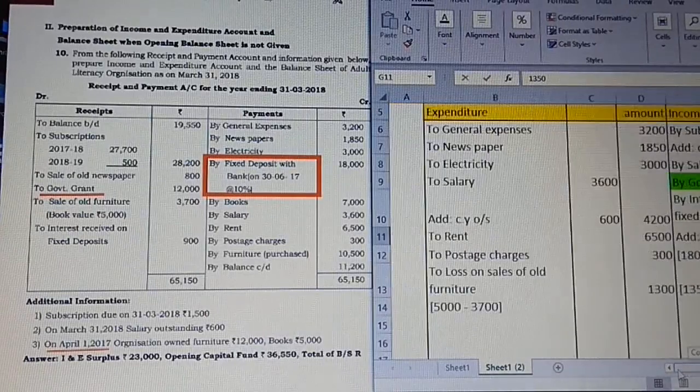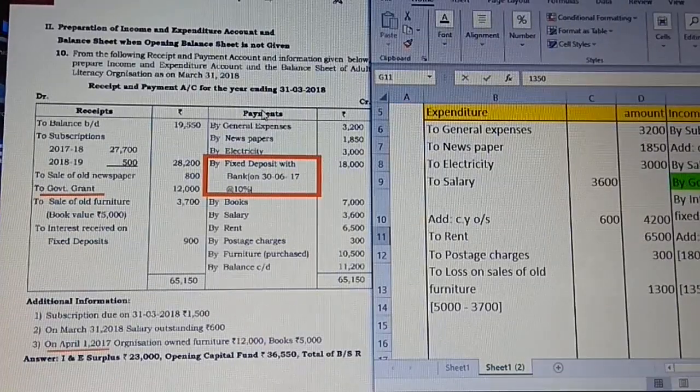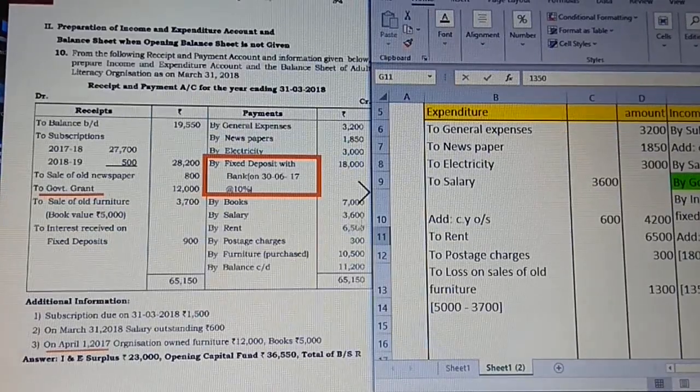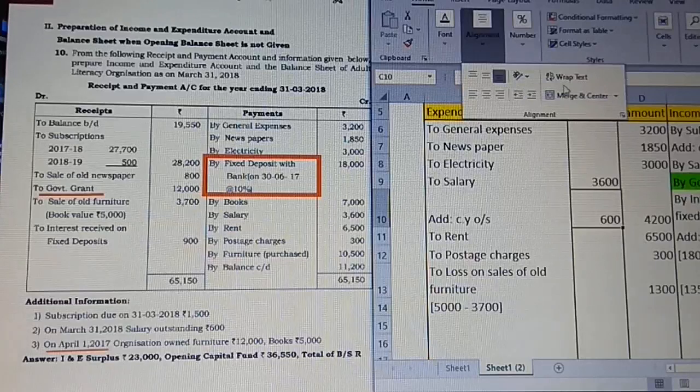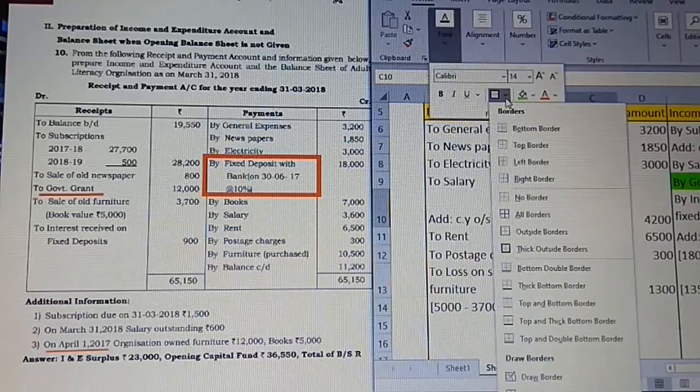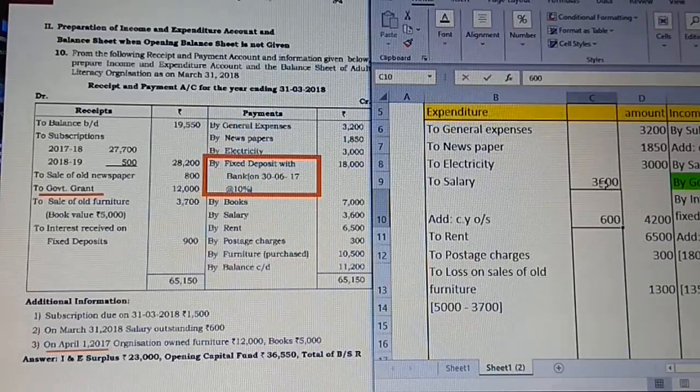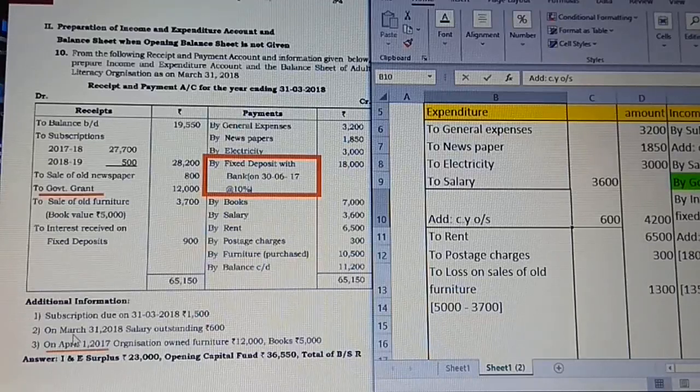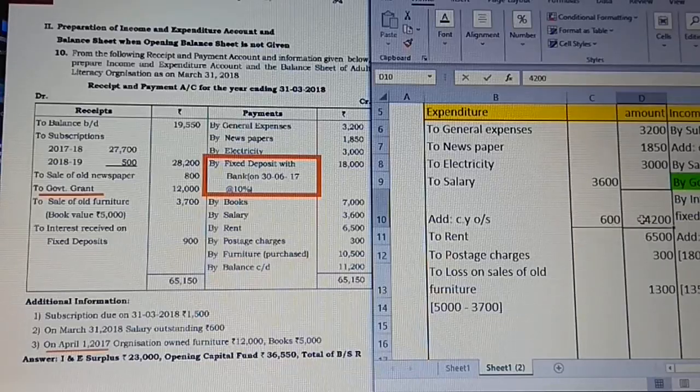Now moving on to your expenditure side, concentrate from the payments. General expenses I have taken as it is, there is no adjustment. Newspaper as it is, electricity value. Then salary. Moving on to the salary, here we have the outstanding salary for the current year. So I'm going to take that in the inner column as we have an adjustment. I've taken 3,600, and for the current year's outstanding, under additional information, we have outstanding salary as 600. So I get 4,200 as the total salary paid.